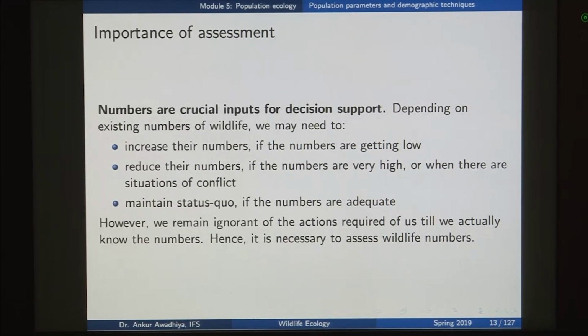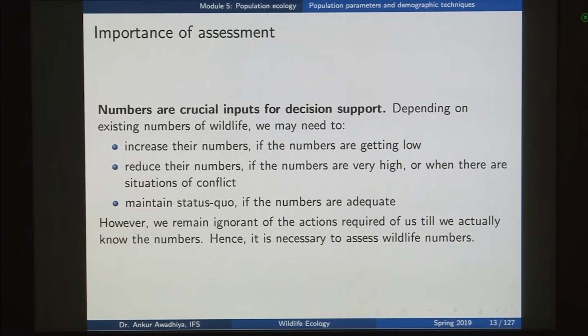Now population assessment is also important because numbers are crucial inputs for decision support. So for instance, we need to make these decisions. Do we want to increase the number of tigers because the numbers are getting low or the numbers are already low, or do we want to reduce the numbers because you have too many tigers that are leading to conflicts, or maybe your system is not able to support so many tigers. So do you want to reduce the number of tigers, or do you want to maintain a status quo? Do you want to maintain the equilibrium state, that this many tigers is good for the system, so we should keep the same number?